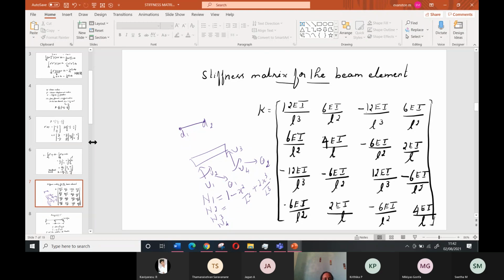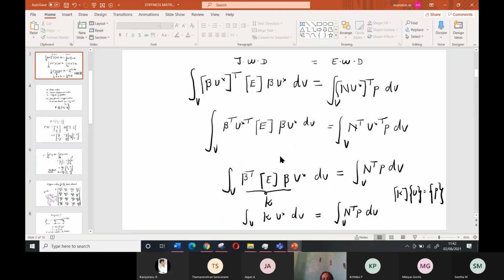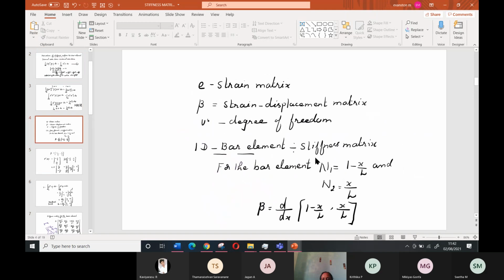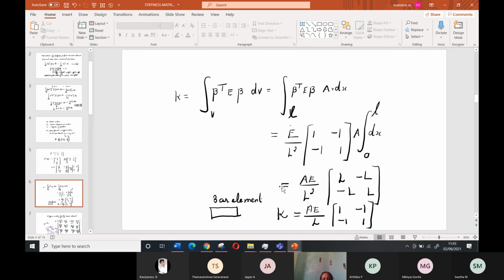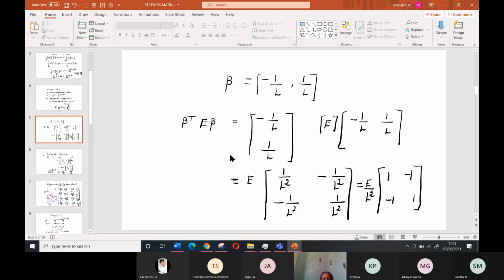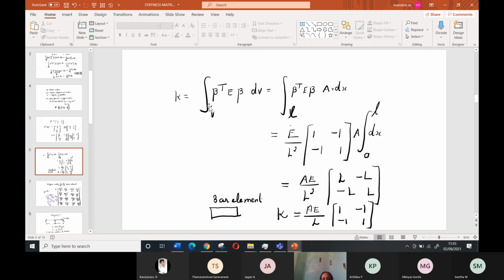The shape function for the bar element I have just recollected: N1 is equal to 1 minus x by L and N2 is equal to x by L. From that I can derive the beta matrix and the stiffness matrix. How did I find the stiffness matrix? Nothing but beta transpose E beta. When you substitute the value of the constitutive matrix E, I will be able to find the value of K.